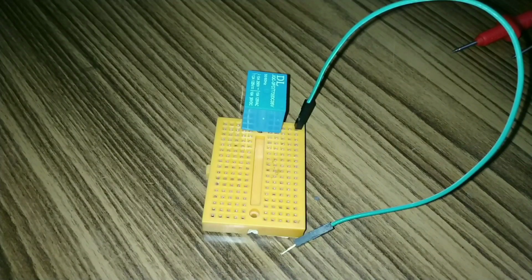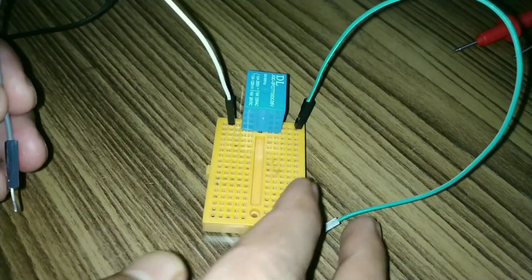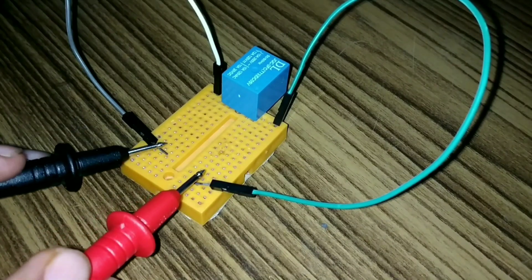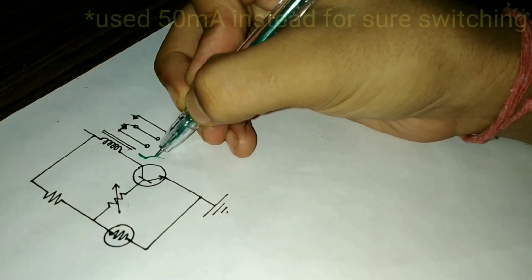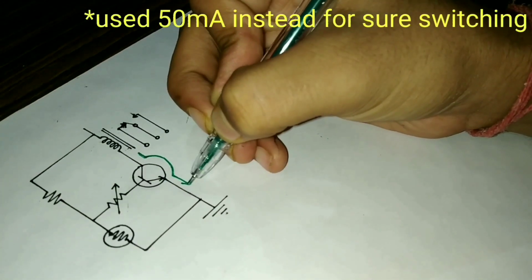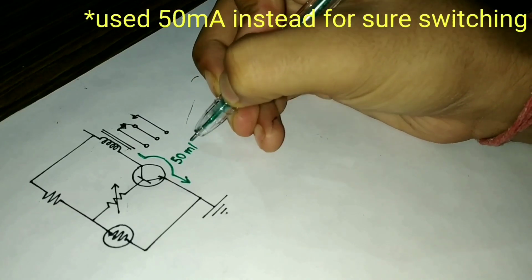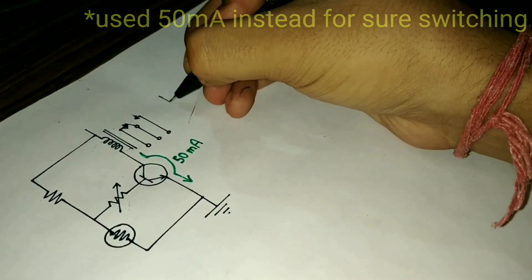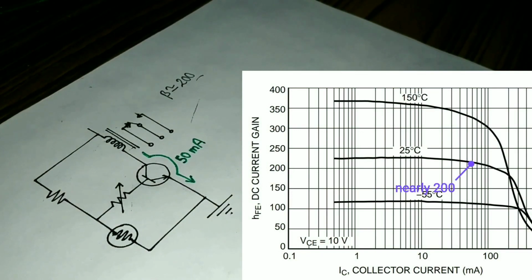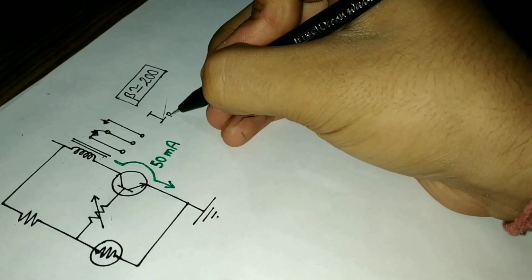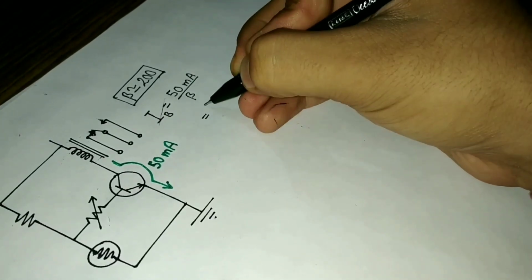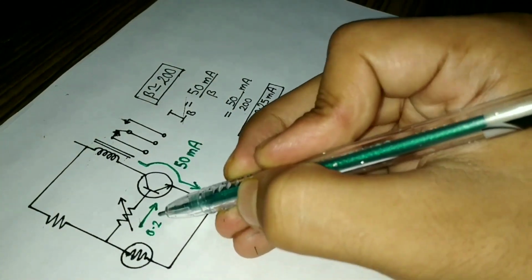To start with, I used a variable voltage supply to find the current needed to just turn the relay on. I found that at any value above 40 milliamps, the relay turns on. So it was required for the collector current to reach 40 milliamps at the time when the light intensity fell down to the required threshold. From the datasheet of the transistor, the current gain beta was found to be 200. So I divided the collector current by 200 and calculated the base current equal to 0.25 milliamps.